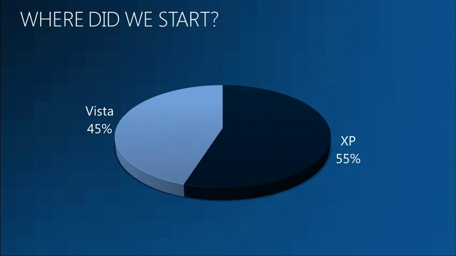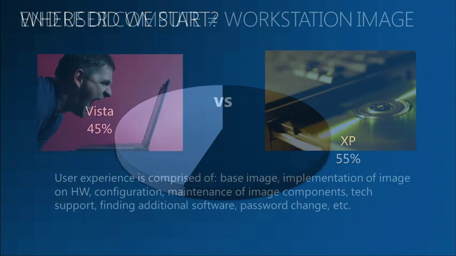So where did we start? When we started this about 18 months ago, this pie chart probably looks different than what most of you have. I'm betting that there are very few people other than the people in the Microsoft audience who would have started this with a Vista deployment anywhere close to this large. So we had a pretty significant Vista deployment when we started, but we also had a lot of XP.